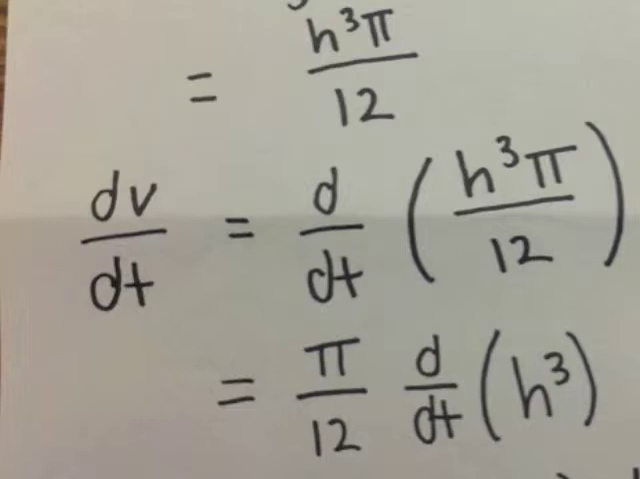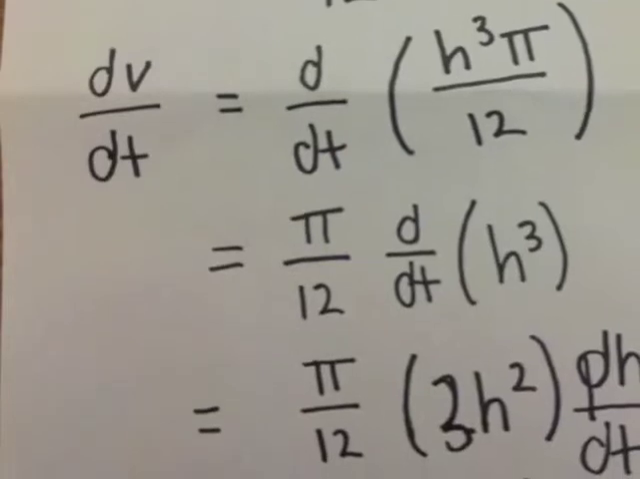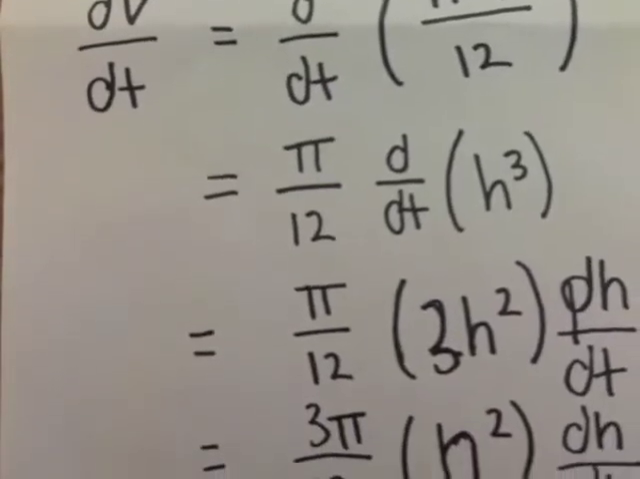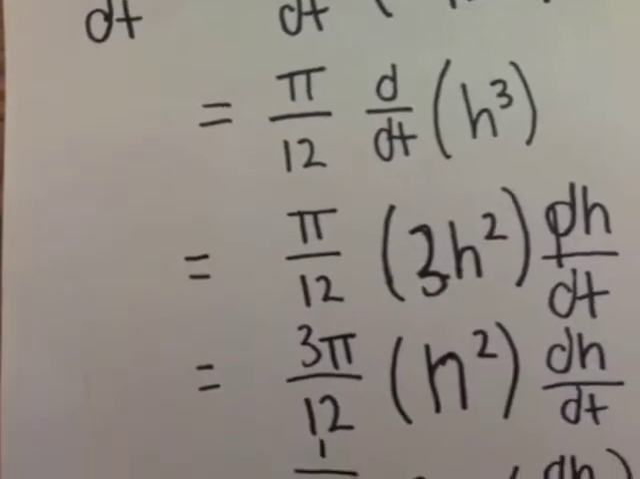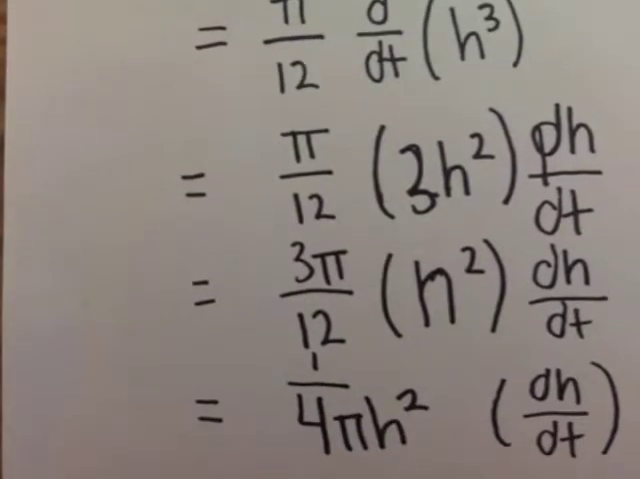Pi over 12 is actually just a coefficient, so we can move it to the outside. Now we need the power rule and chain rule to find the derivative of h cubed. First, we will use the power rule on the outside, bringing the 3 down and changing the exponent to a 2. Now you can't forget to multiply by the derivative of the inside, which is dH over dt.